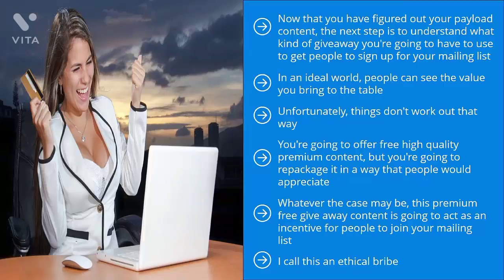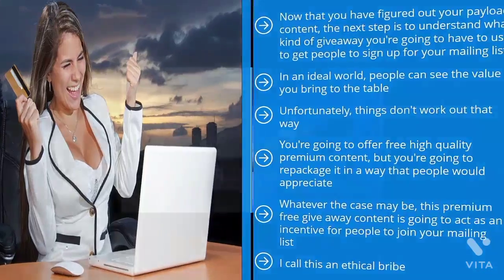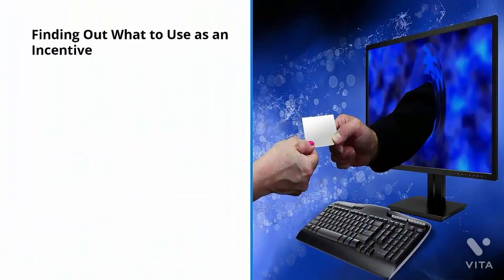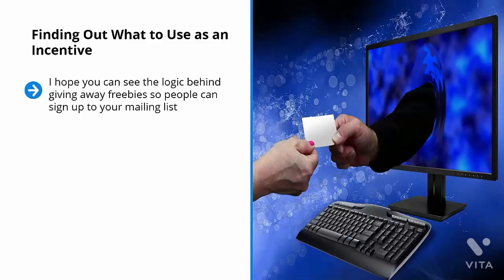You're bribing people to sign up to your list. Normally, they wouldn't. Only a very few people would take the time and bother to sign up for your list, regardless of how awesome your blog posts and articles are. That's just the reality. I hope you can see the logic behind giving away freebies so people can sign up to your mailing list. People need a push. People need some sort of extra sweetener to get the deal going. They need something extra to get them off the fence and onto your mailing list.